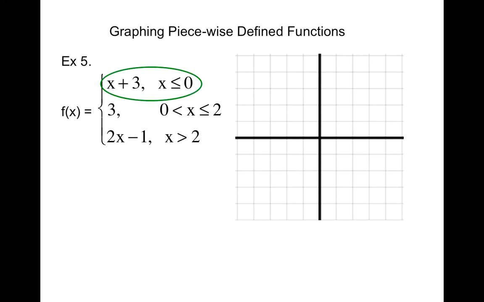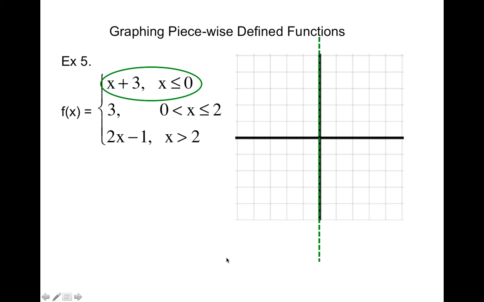Take a look at the first example. The first piece, x plus 3, is only for x values that are less than or equal to 0. So on my graph, notice I go to an x value of 0, which would be right here, and I drew in this little dotted line. The fact that x has to be less than or equal to 0 means I'm dealing with only this area of the graph. I don't care about anything to the right of the green line, only the left.